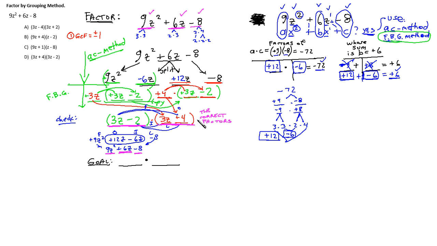So let's look for them. 3z minus 2. Do any of these answers have 3z minus 2? Well, there it is. And it's okay that they're out of order as long as they both appear times each other. And then a 3z plus 4 factor. 3z plus 4. Well, I only see both of the correct factors that we found in answer D. None of the other answers contain the correct factors. Only answer D. Hope this helped.